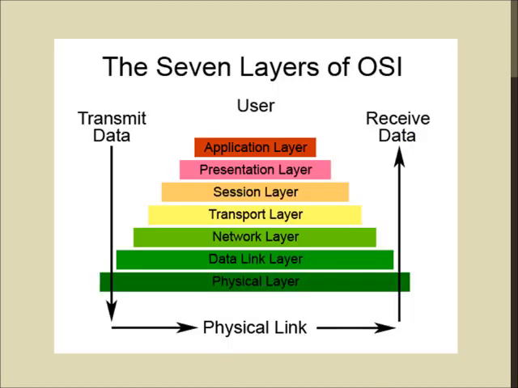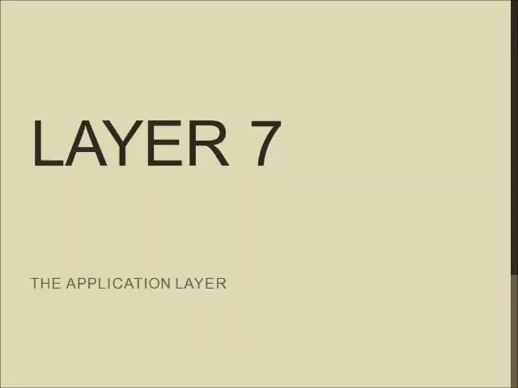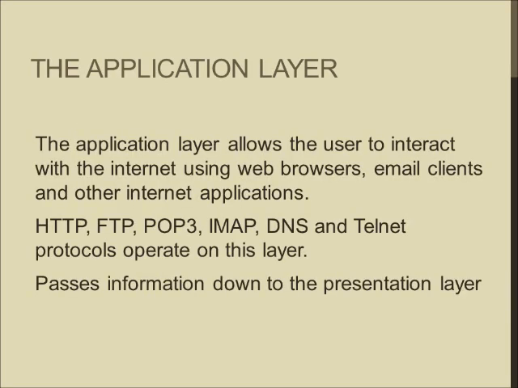This picture illustrates the 7 layers of the OSI. We start at the top, layer 7, which is the application layer, to the bottom, layer 1, which is the physical layer. So layer 7, the application layer. The application layer allows the user to interact with the internet using things such as web browsers, email clients, and other internet applications. Protocols that operate at this layer are HTTP, FTP, POP3, IMAP, DNS, and Telnet. The application layer passes information down to the presentation layer.